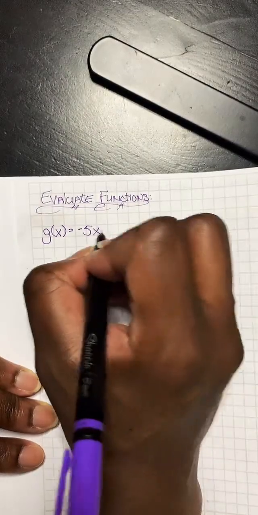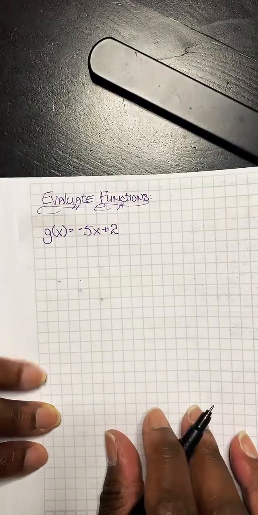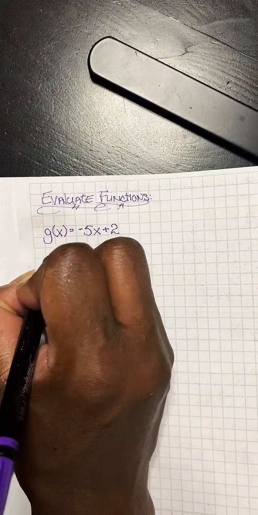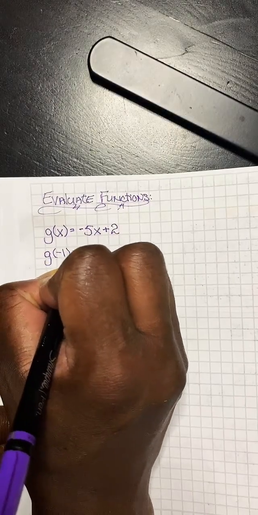So we have -5x plus 2. So G of X equals -5x plus 2. And they're asking us to find out what the G of -1 is.